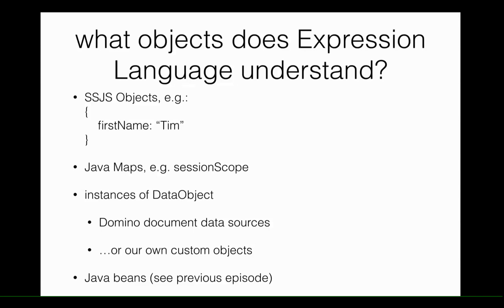So the third type is actually what we're going to look at the most in this video. And that's instances of a different Java interface that's called data object. Now, again, if you've ever used a Domino document data source, you've also used data objects. IBM just doesn't explicitly tell you that that's what you're doing. But if we know what data object is, then we can write our own custom objects that take advantage of some of the features thereof. So the fourth type that EL just natively knows how to deal with is Java Beans. And if you haven't already watched the first video in this series, I highly recommend that you do so to have some context.